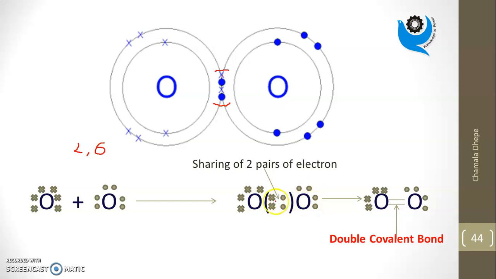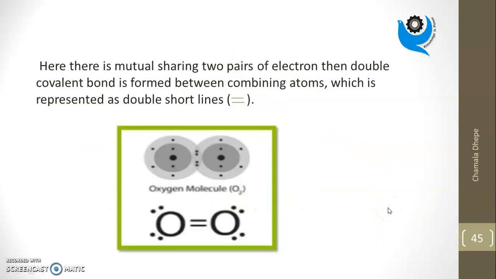Now you can see how many pairs of electrons are shared here. 2 pairs of electrons are shared, hence a double covalent bond is formed. So in the O2 molecule, a double covalent bond is present. You can see here also, 2 pairs are shared. There is mutual sharing of 2 pairs of electrons, so a double covalent bond is formed between the combining atoms, which is represented by double short lines. In the O2 molecule, oxygen, as you know, is necessary for all living things. And which bond is present in O2? A double covalent bond is present.